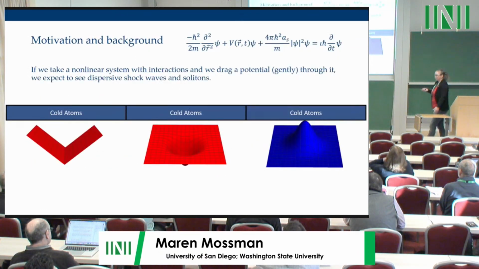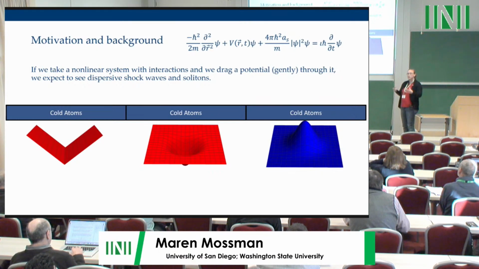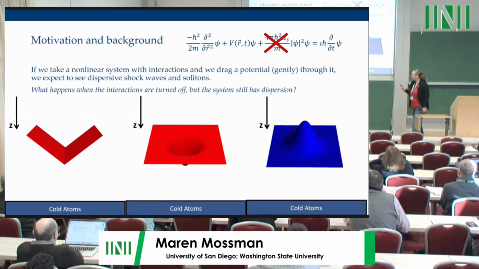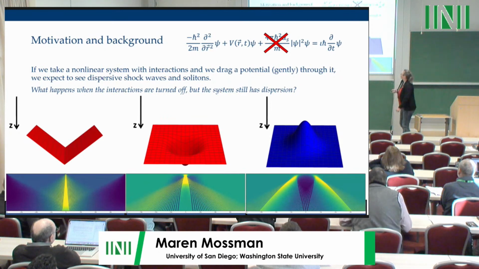All right, so the motivation is that we typically have nonlinear systems when we talk about cold atoms, which means that we describe our systems using the Gross-Pitaevskii equation, where this a_s is our interaction strength. What we would typically expect is that if we take a two-dimensional slice of cold atoms and move it through a potential in the z direction, so we move our cold atoms down, we would expect to see features that develop into dispersive shock waves.